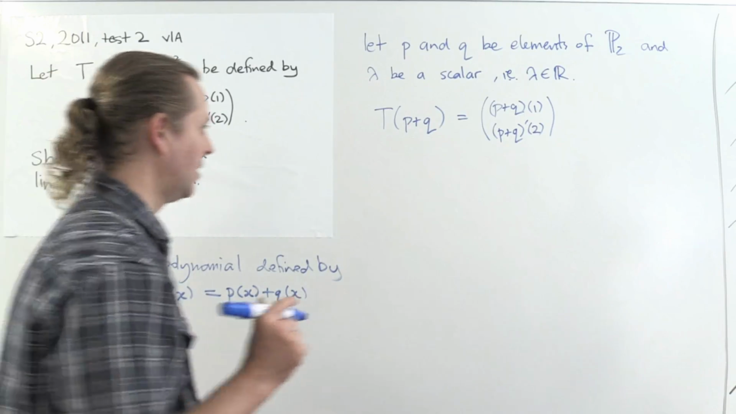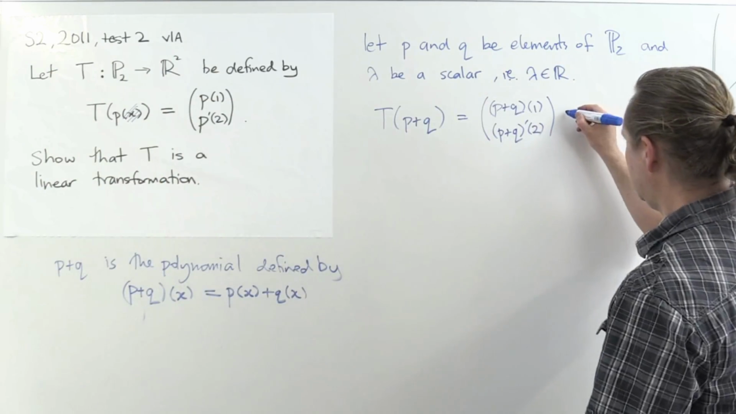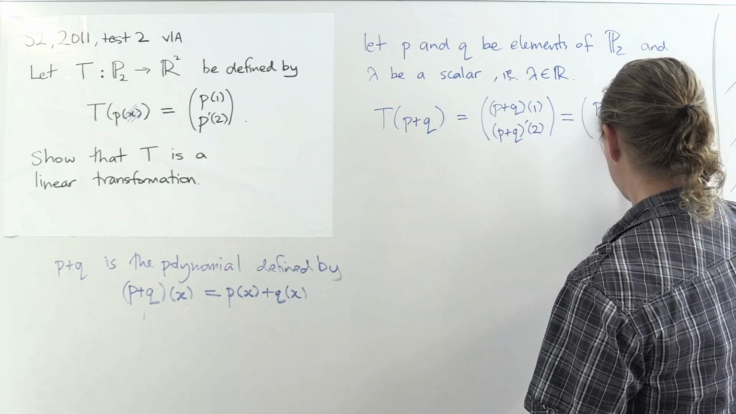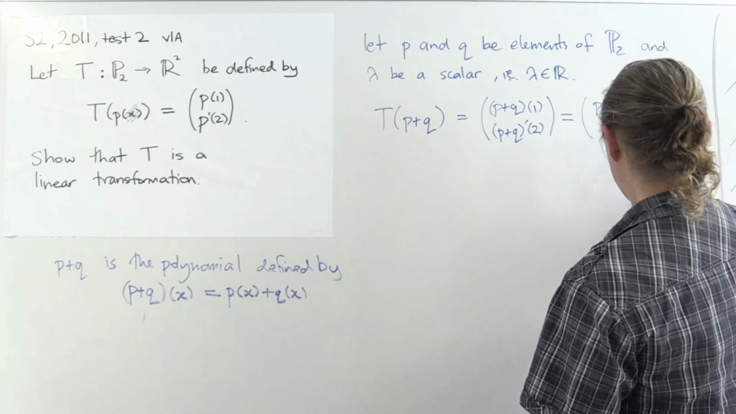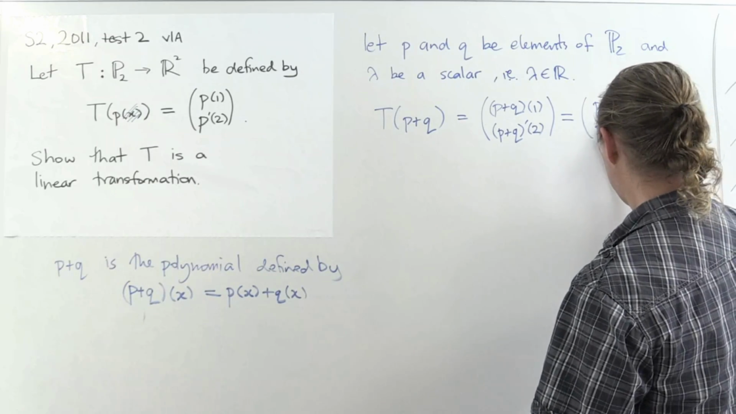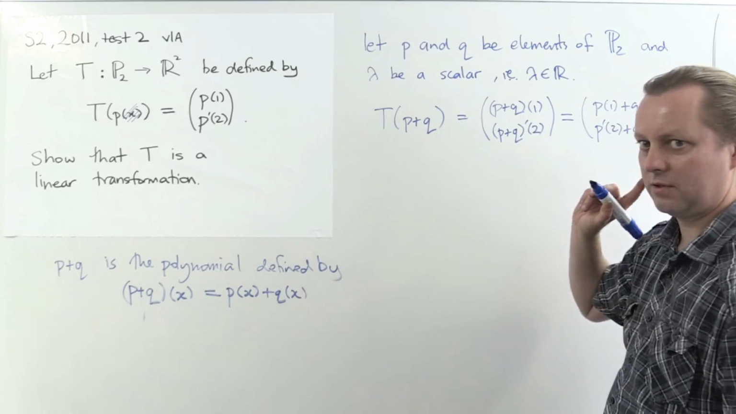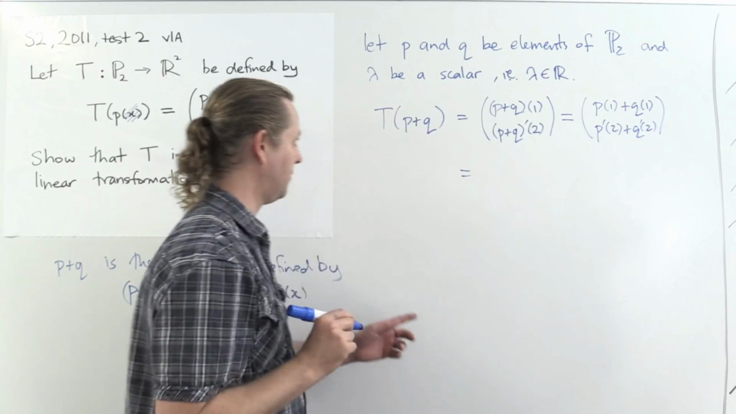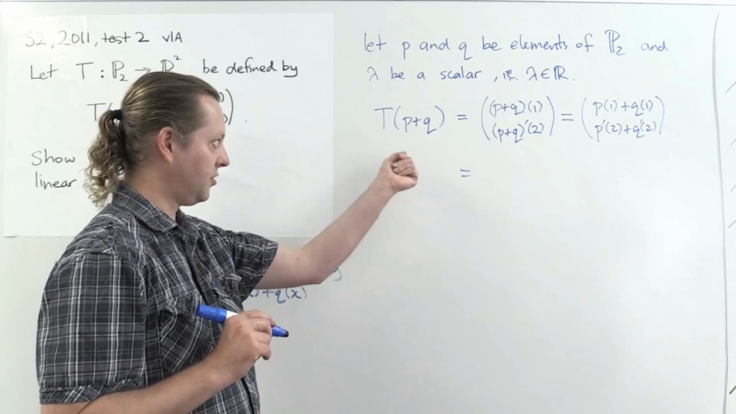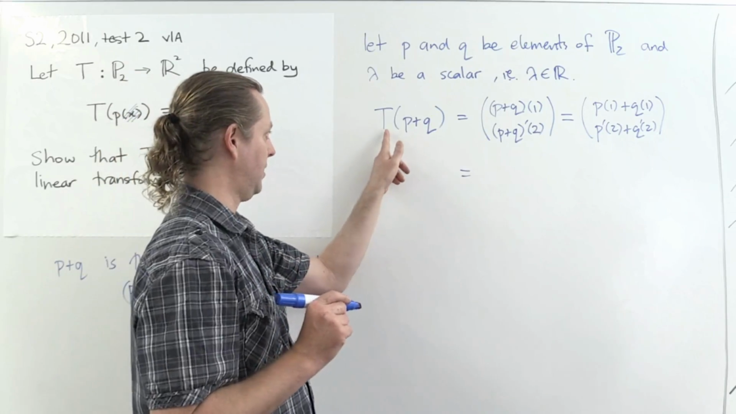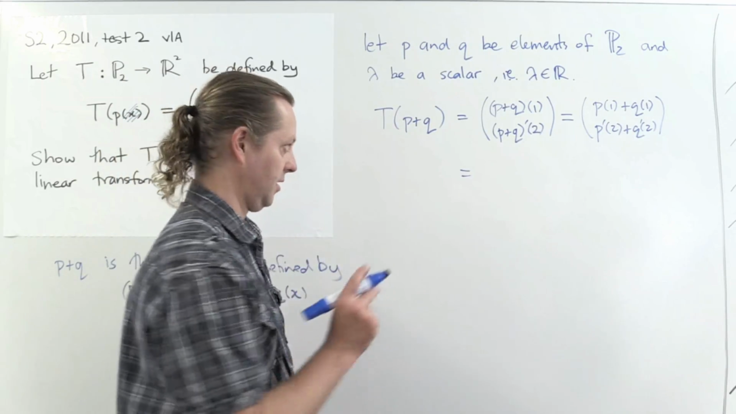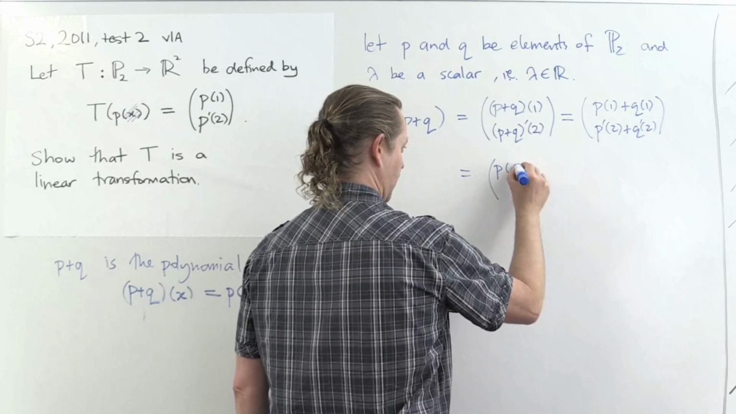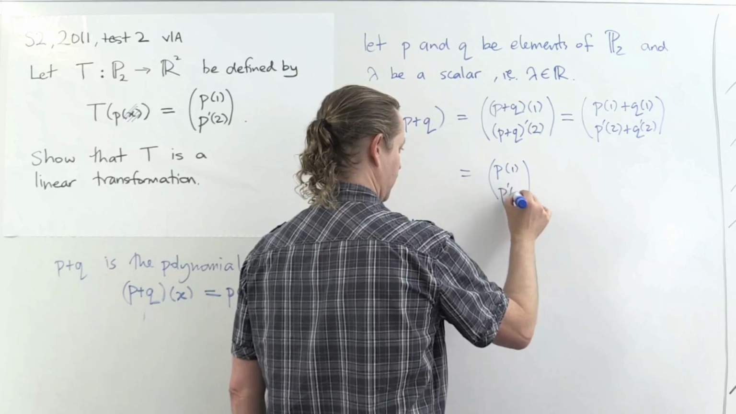Okay, so this then, just simplifying in here, is p of 1 plus q of 1, and this is p dashed of 2 plus q dashed of 2. Okay, and remember what we're hoping for is that this preserves addition. We have to think about where we're going. We want this to be T of p plus T of q. Let's see what we've got so far. So here, this can be split up just using what we know about vector addition.